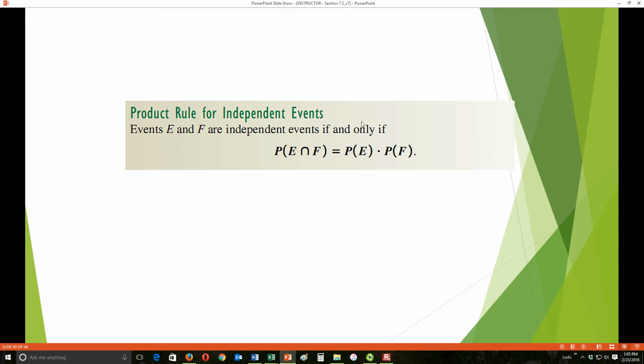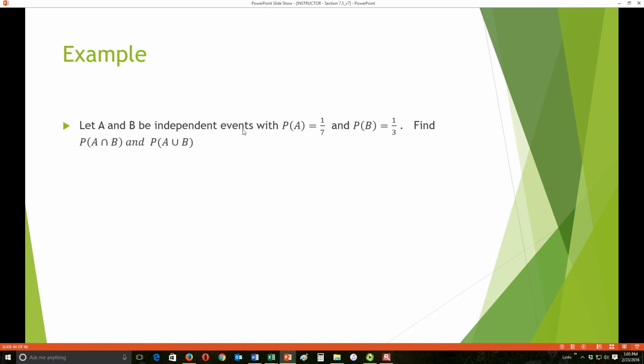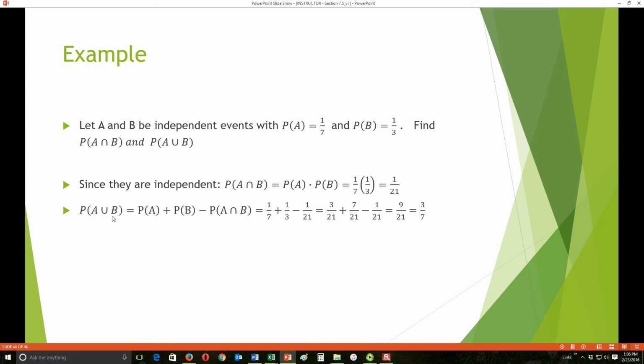Events E and F are independent if and only if the probability of E intersect F equals the probability of E times the probability of F, which is really nice because this is a very simple calculation. Let's look at some examples of this. A and B are independent events with the probability of A 1/7 and the probability of B 1/3. Find the probability of A intersect B and the probability of A union B. Well, their intersection is just the product of the two, 1/7 times 1/3, which is 1/21. We can go back to our union rule. Probability of A union B is the probability of A plus the probability of B minus the probability of their intersection. We already have these numbers. Now it's just a matter of getting an LCD and getting an answer of 9/21 and reducing it to 3/7.